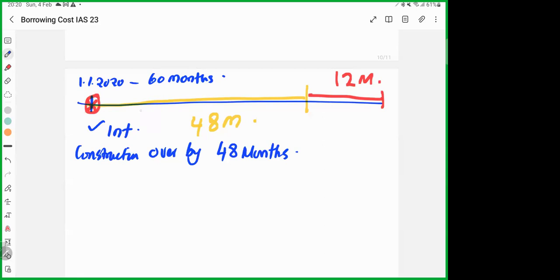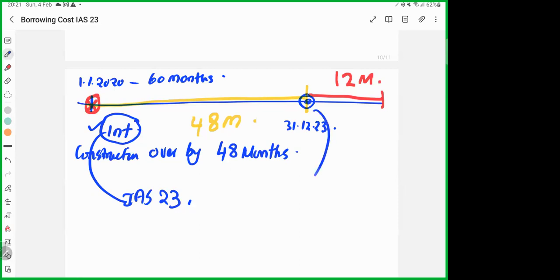Then up to this date, meaning 2020, 21, 22, 23, 31st December 23, my construction will finish. Now, during these 4 years or 48 months, this interest, according to IAS 23, what must I do? It will be considered in BS, so it should be capitalized.